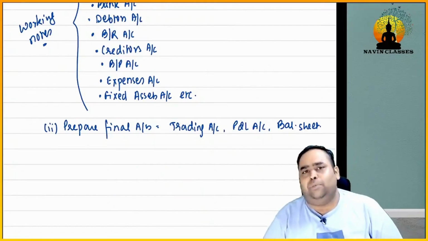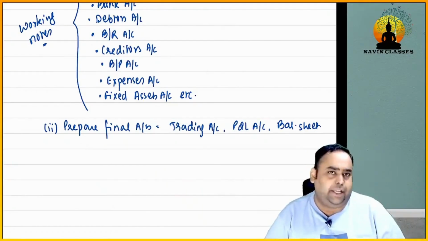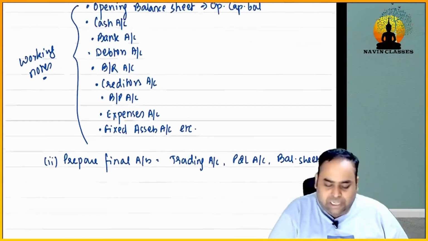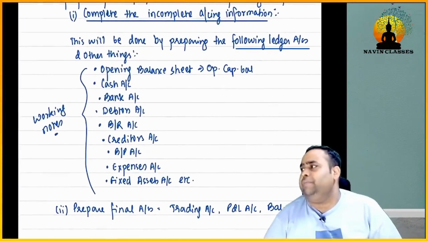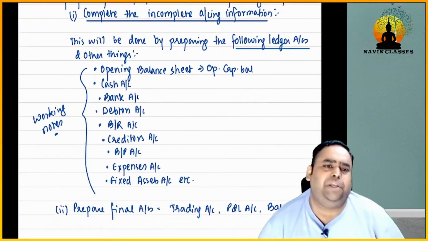So in total I'll have two works. First, I'll create ledgers and complete the incomplete information. Then I have to prepare final accounts. So for the entire preparation of the final accounts, there will be two steps, alright? First is to complete the incomplete information, and second is to prepare final accounts of trading, profit and loss, and balance sheet.